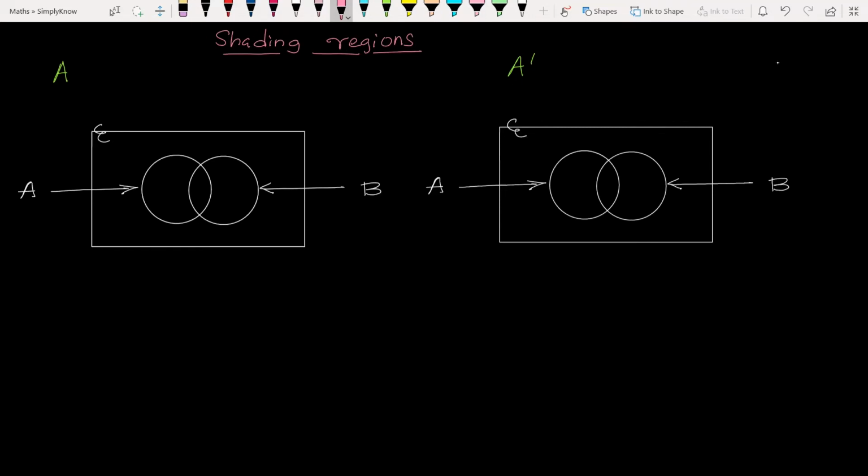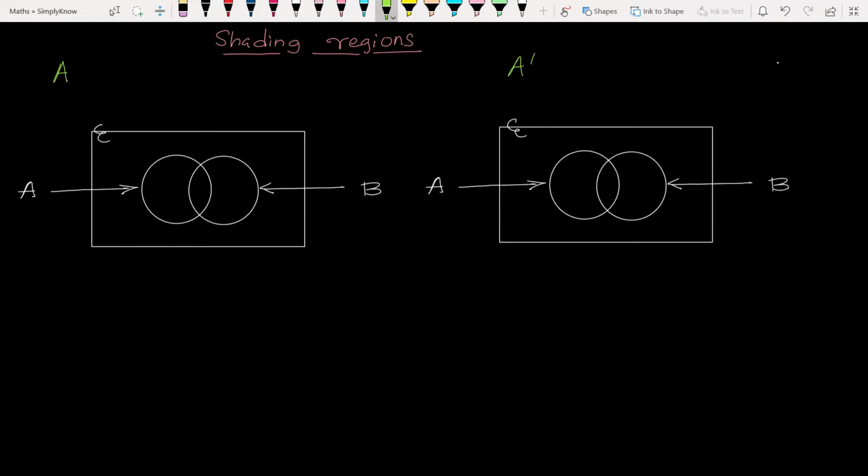In this video, I'm going to talk about how to shade regions in a Venn diagram. As you can see, we have two subsets in this Venn diagram, set A and set B. These two sets have common elements. That's why they overlap, and there is an overlapping area here. Now we are going to shade some regions in this Venn diagram.